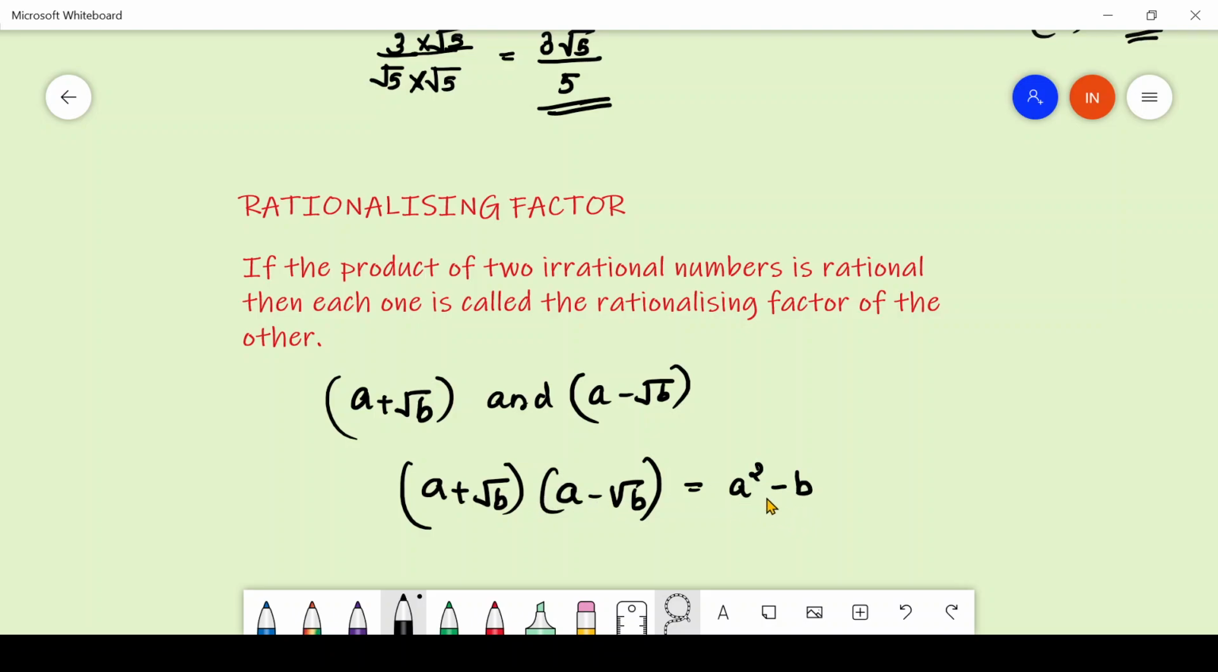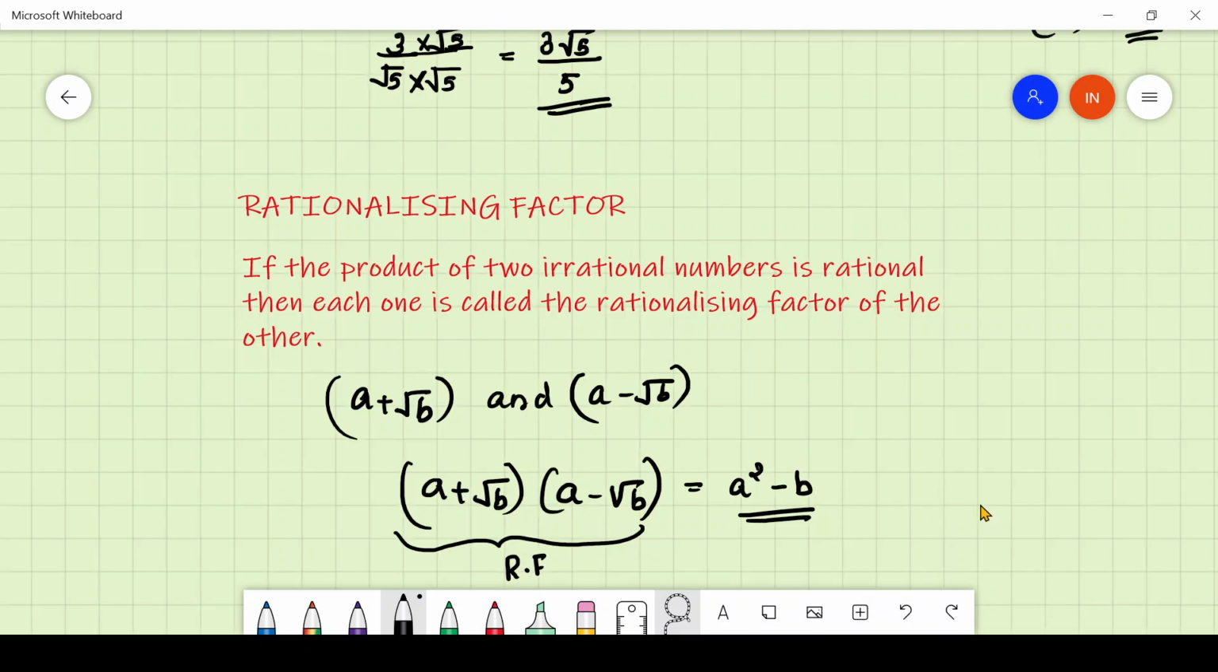a plus b into a minus b, you know that is a square minus b square. Since here it is root b, when we take the root b square, you will get it as b, right? So now this is changed to a rational number, right? So this is here called the rationalizing factor, RF. Okay, so this is how we can do the rationalization.